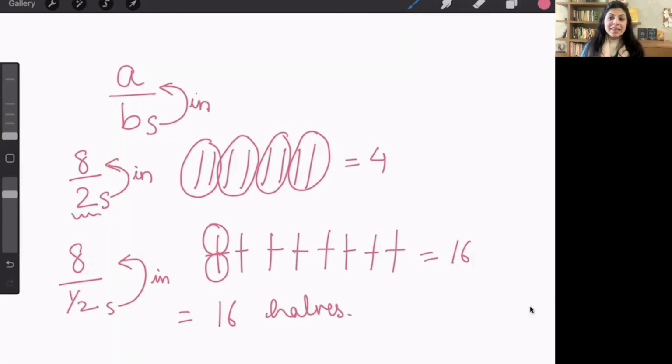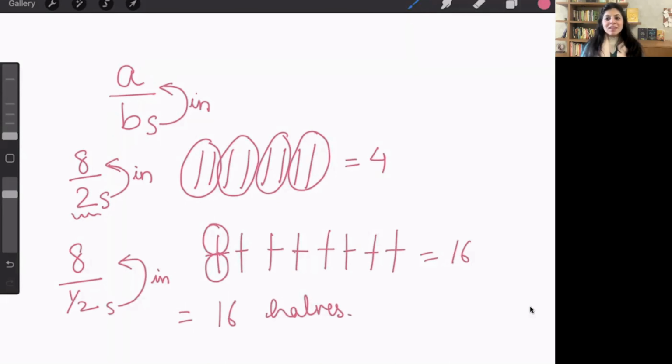So it is not just 16, it is 16 halves. So you can imagine keeping 8 apples in front of you, and you can cut them into half pieces, each of them, and you have 16 halves before you. So 8 by half is 16 halves.